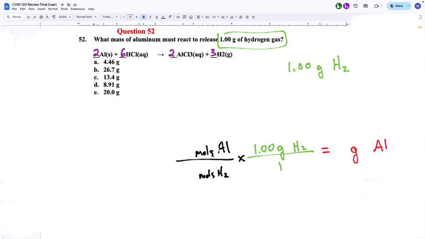I'm actually kind of shocked how few people did this conversion factor right away. Almost everybody went right into the balanced chemical equation, but then didn't bother to use it. So if you're going to do an action, make it useful. And if we go through and manipulate that, we've got 2 moles of aluminum. Where do we go? 3 moles of hydrogen.